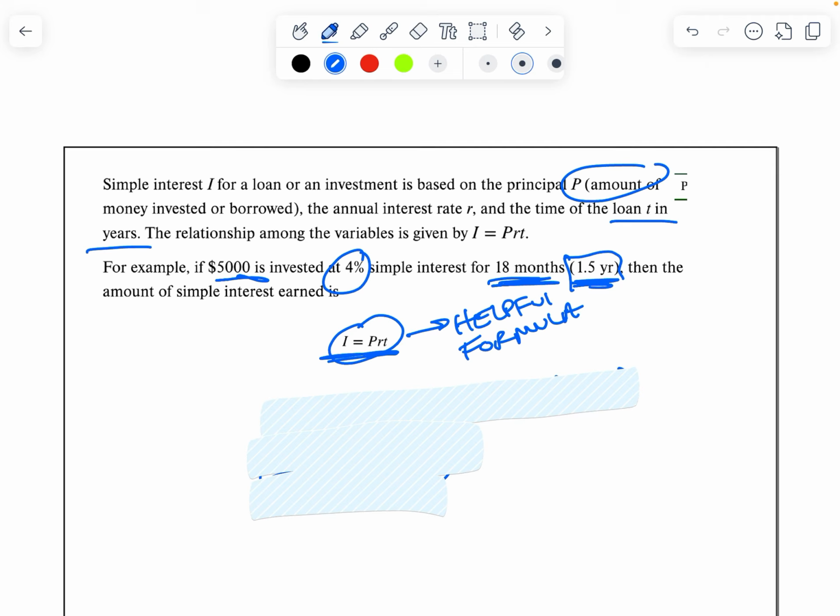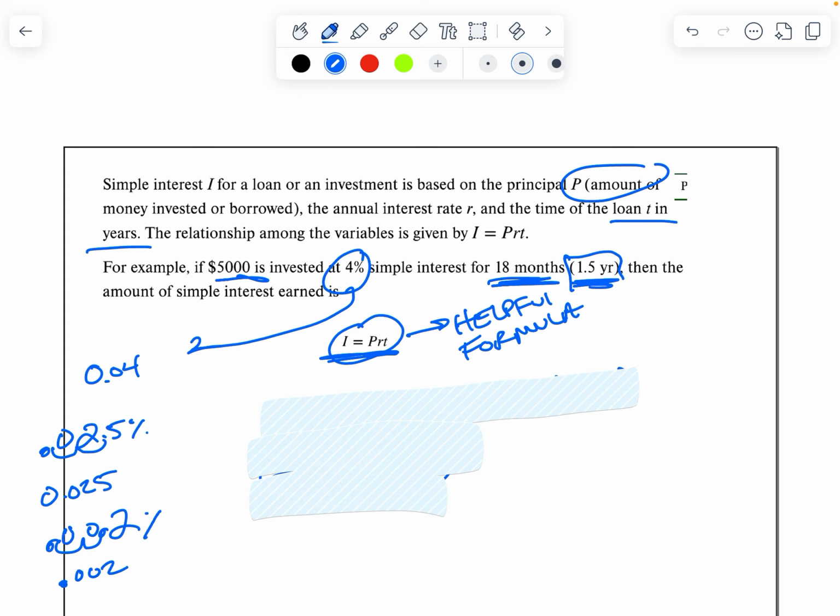Anytime you have an interest rate that's a percent, we know that we have to convert a percent every time to a decimal. So 4% is the same as 0.04. Anytime you have a percent, you're going to move that decimal place 2 to the left. So for example, 2.5%, you move it 1, 2 to the left, and you have 0.025. If you have 0.2%, you still move it 2 places to the left, and you'd end up with 0.002. 0.2% is the same as 0.002.